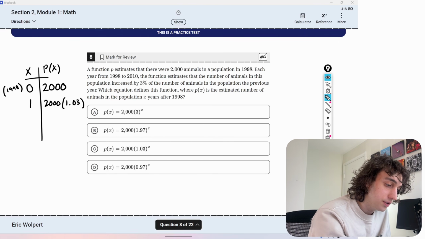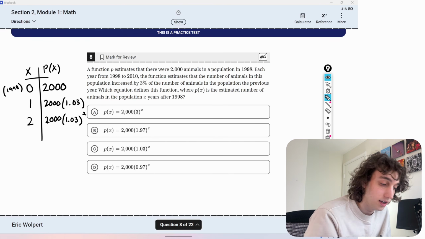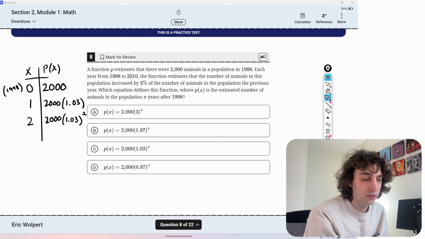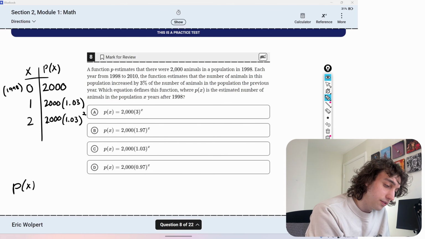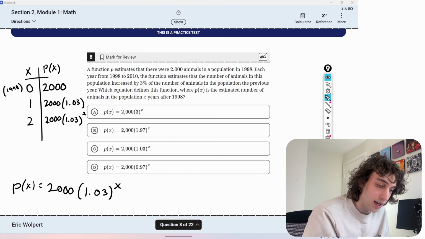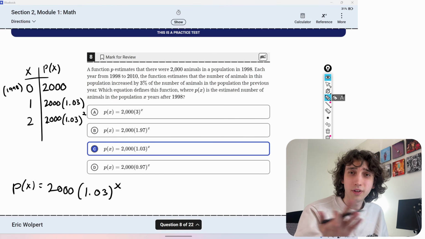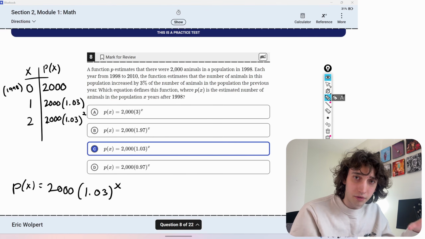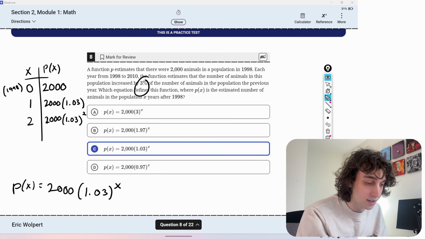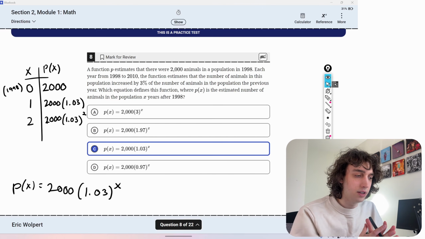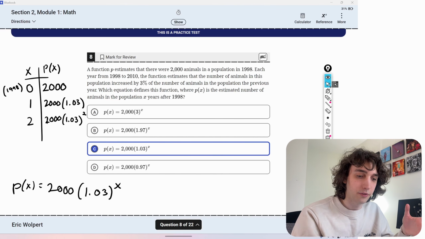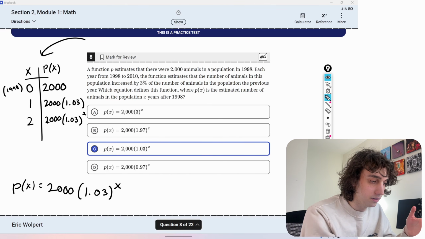So we know that every single time our x increases, we multiply by another 1.03. We're chaining these 1.03s together. And therefore, a more concise way of writing this would be 2,000 times 1.03 to the x, which is answer choice C. Realistically, on the SAT, you should not be going through all these steps. You should see the 3% and immediately go to 1.03. This problem really shouldn't take long, but in order to build that understanding of exponential functions, you need to understand where it comes from.